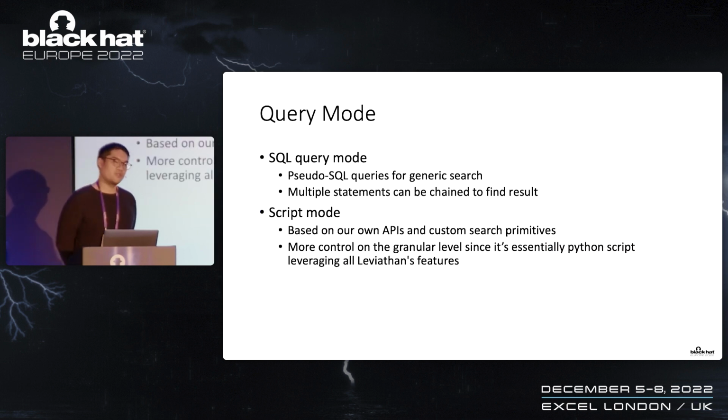There are two search modes that the user can initiate at the query prompt. The first one is the SQL query mode. Just like any typical SQL query, it's designed to find a result in one or multiple SQL statements. And then there's a script mode. It offers more control on the granular level, since it's a combo of Python script plus our custom query syntax and APIs, which we'll get to in a second. Unlike query mode that only has partial access to all of Leviathan's capabilities, script mode has full access, and thus it can yield results with better accuracy.